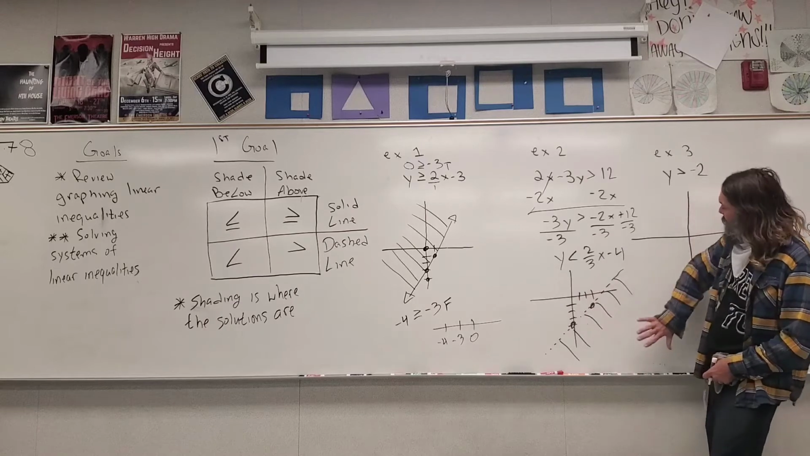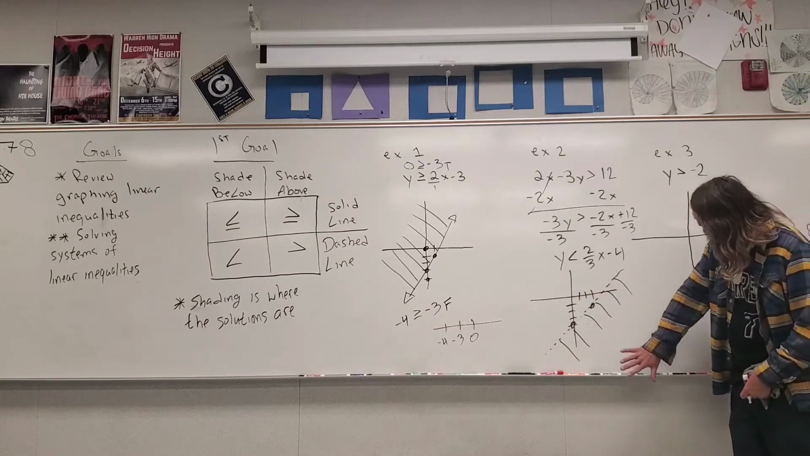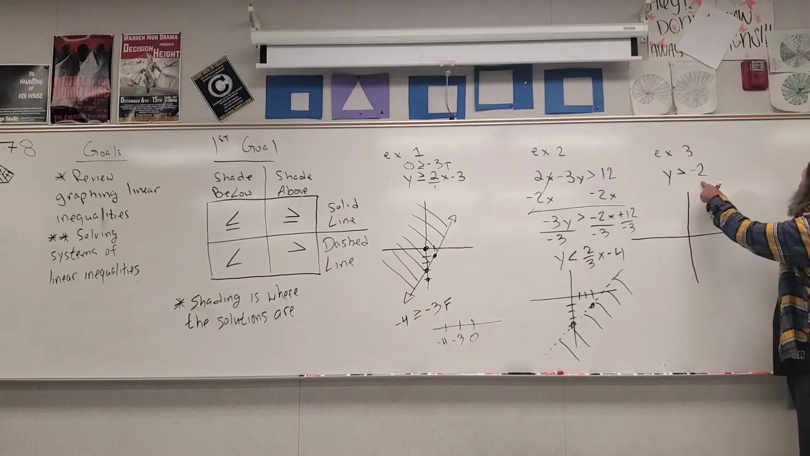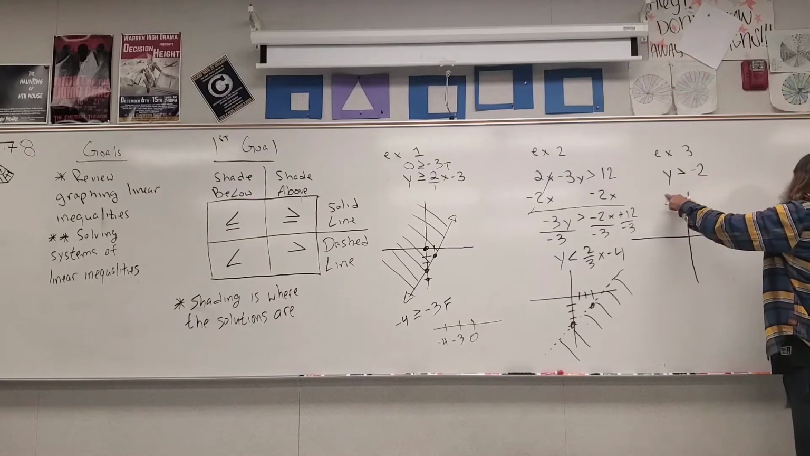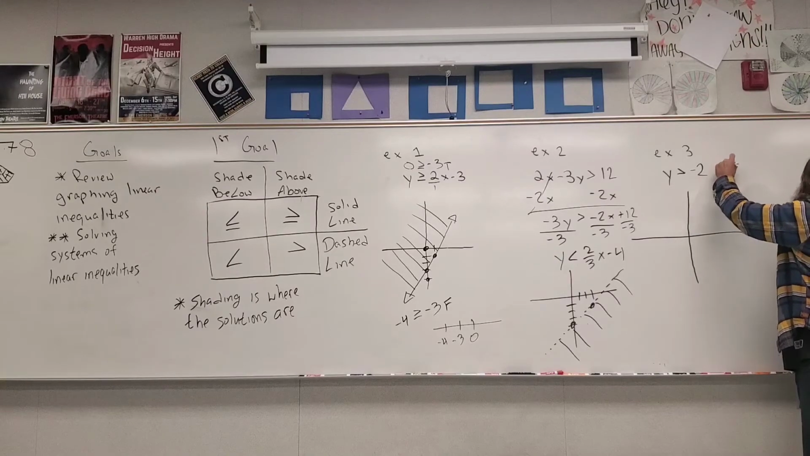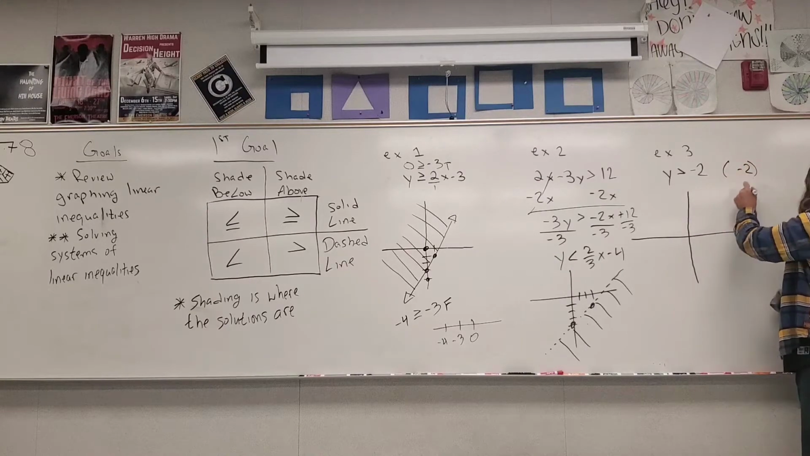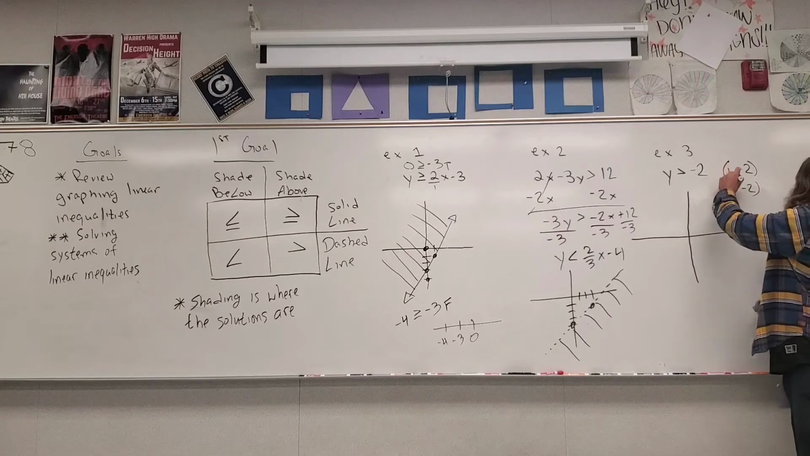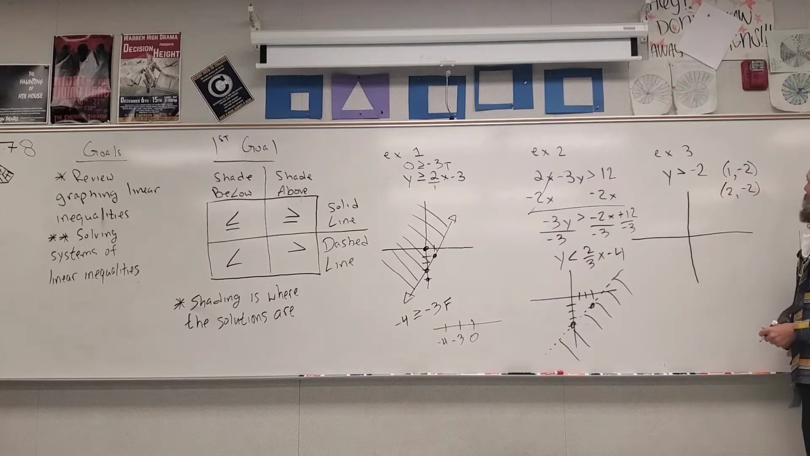If I was to plug in any ordered pair down here where the shading is, I would get a true statement. I would have a solution. The last example, example 3, I have one variable. And remember, when we have one variable, we make 2 ordered pairs, and we use the variable in the ordered pair. So I know the value of my y, it's -2. I can pick any values I want for x. I like the value 1 for x, and I like the value 2 for x.